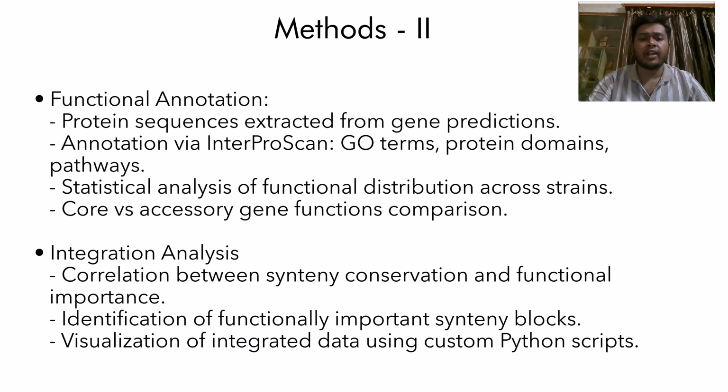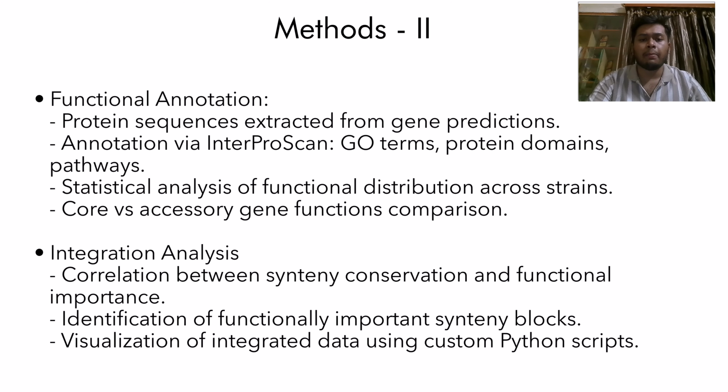We then performed statistical analysis of function enrichment to identify overrepresented functions in different parts of the pangenome. This involves comparing the frequency of specific GO terms, protein families, or protein domains in the core genome versus the accessory genome, and identifying statistically significant differences. We used a standard statistical test like Fisher's exact test with multiple testing correction to ensure the robustness of our results. Finally, we integrated our synteny analysis with the functional data to investigate the relationship between conservation and function.